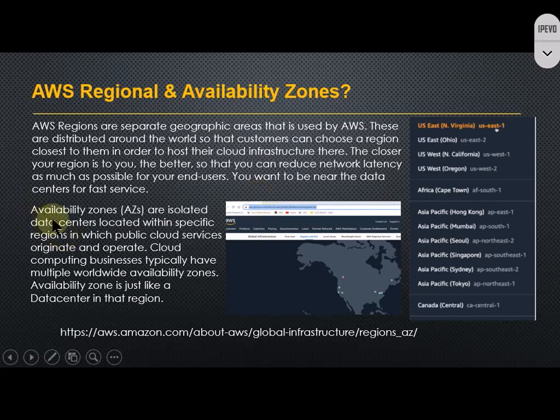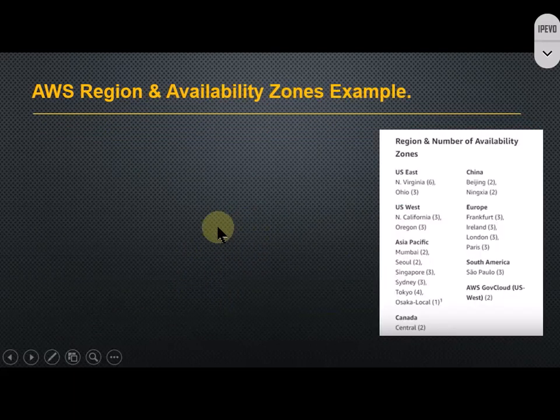So what are those? Availability zones are isolated data centers located within specific regions, in which public cloud services originate and operate. Cloud computing businesses typically have multiple worldwide availability zones. An availability zone is just like a data center in that region. So if I take you to the next slide.